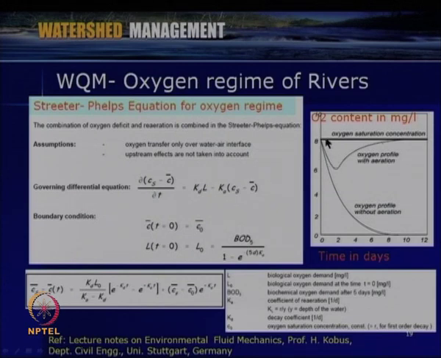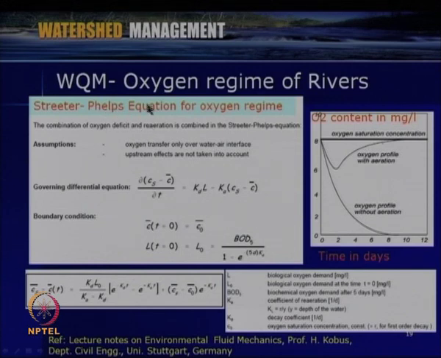You can see that with respect to time in days, at a particular location, the oxygen saturation is this. Depending upon the contaminant pollutant load within the river, the oxygen profile, if no aeration is taking place, will keep on decreasing like this. And if aeration is taking place, then the oxygen profile with the aeration is as shown in this figure, as reproduced from the lecture notes of Professor Kobus.